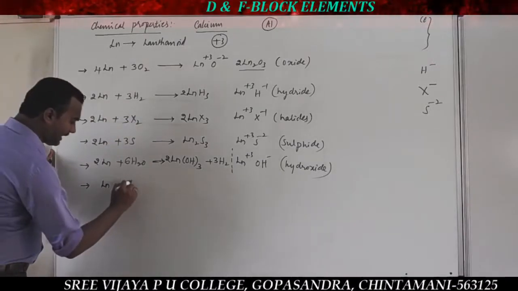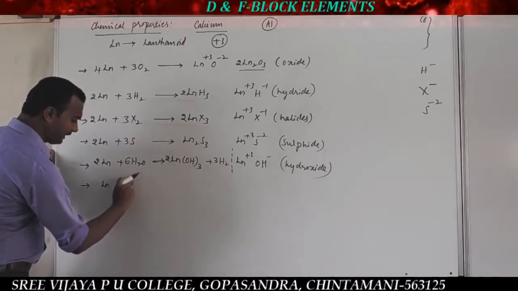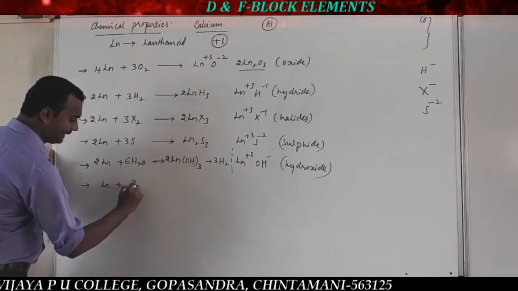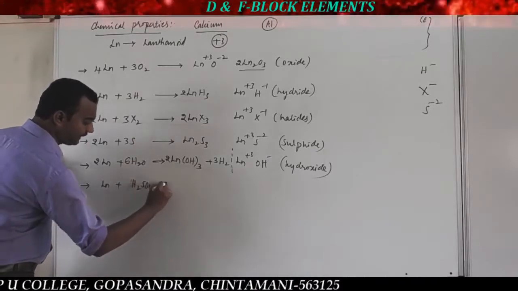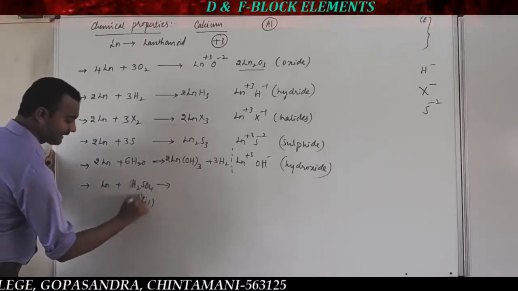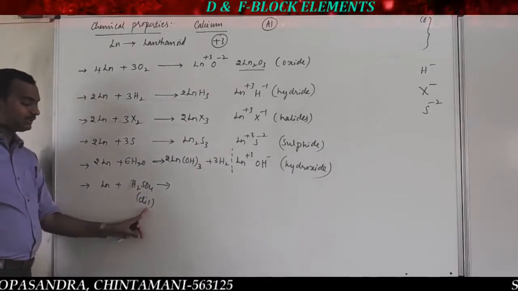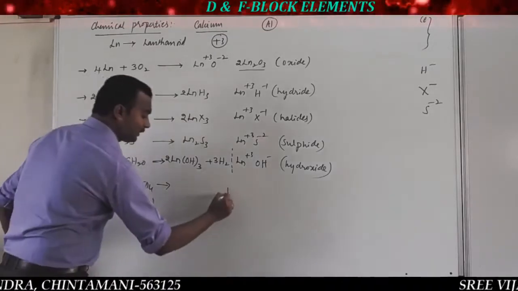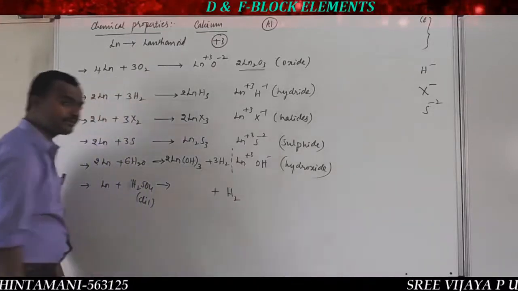Let me take the dilute acid, which is sulfuric acid. So for example, sulfuric acid, H2SO4. That is dilute sulfuric acid. Any lanthanide reacts with the dilute acids and liberates hydrogen gas with the formation of a salt.